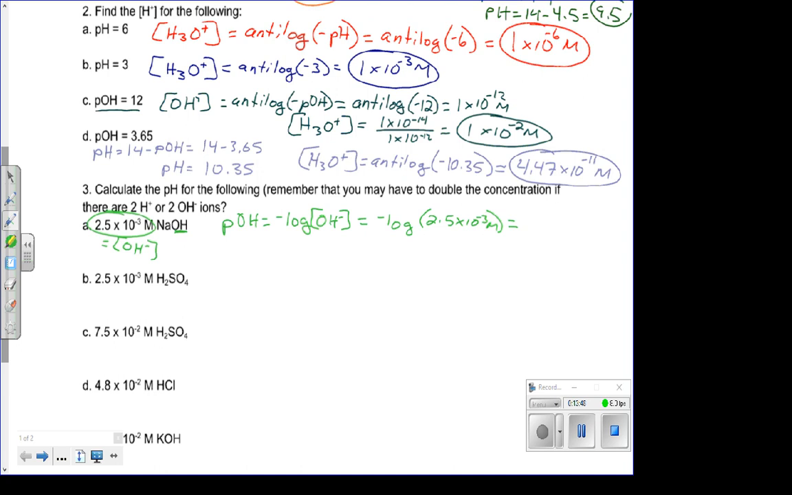So our pOH is the negative log of 2.5 times 10 to the negative third, which is about 2.6. And then for our pH, we can subtract that from 14. We have a pH of 11.4.